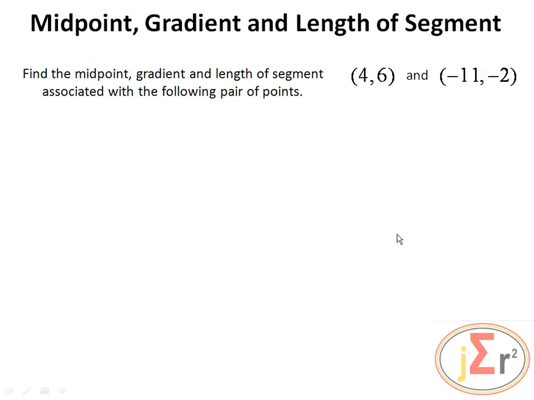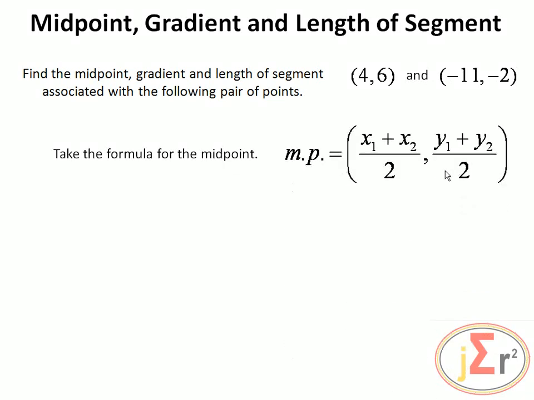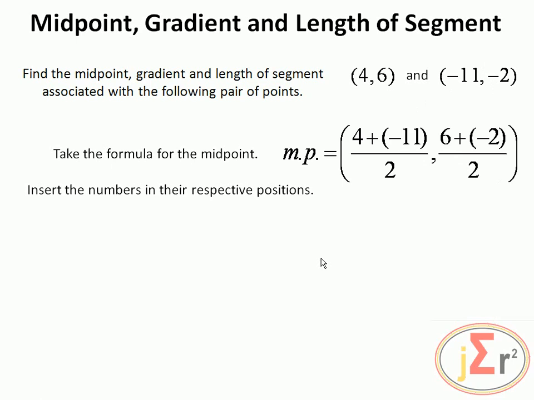Finally, we are going to take this pair, and we are going to find the midpoint first, as usual. So let's find the midpoint. Of course, it's a matter of putting the information there. There is no guide right here this time. So no problem. This is x1 is 4. The negative 11 will go there for x2. y1 is 6. y2 is negative 2. So let's see what happens. Good.